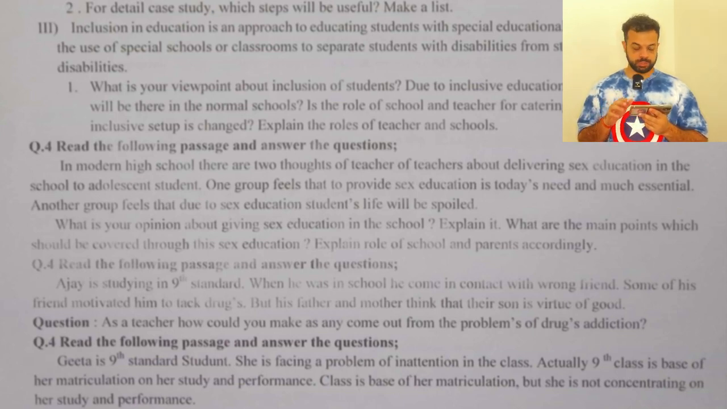There is one more case which is given over here. I'll be reading out that case and the question as well, which has been asked in the paper. Let me just read it out to you. Ajay is studying in ninth standard. When he was in school, he came in contact with the wrong friends. Some of his friends motivated him to take drugs, but his father and mother think that their son is full of virtue. The question is: as a teacher, how could you make Ajay come out from the problems of drug addiction?